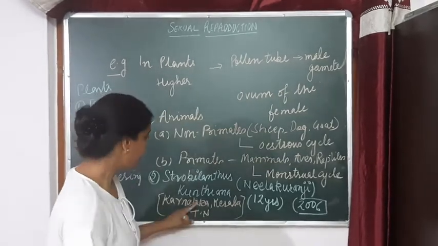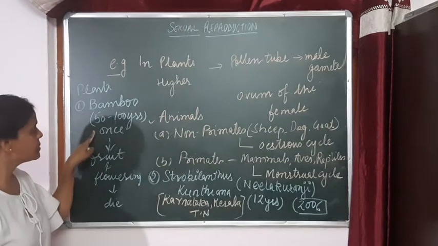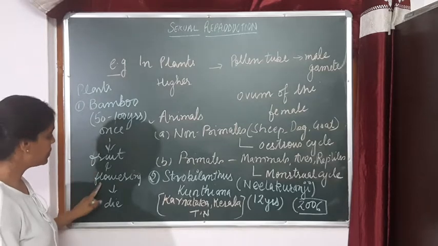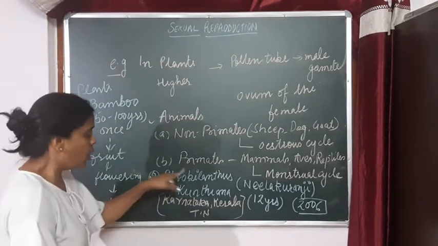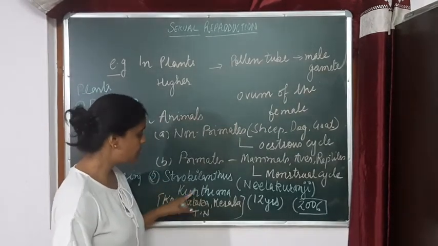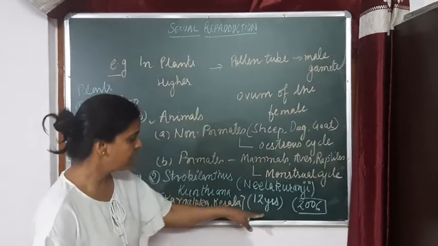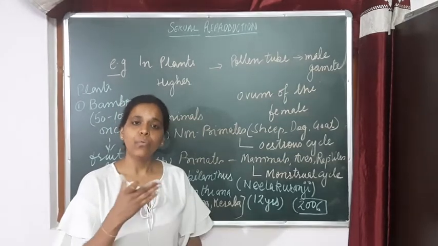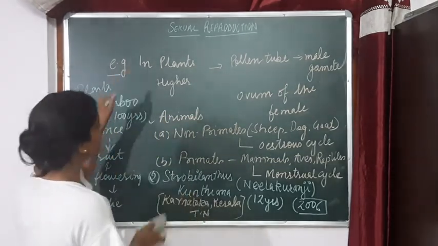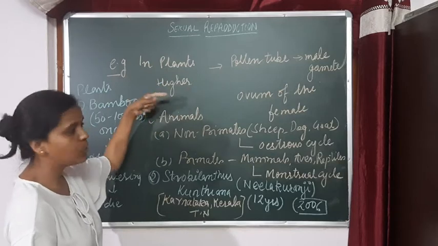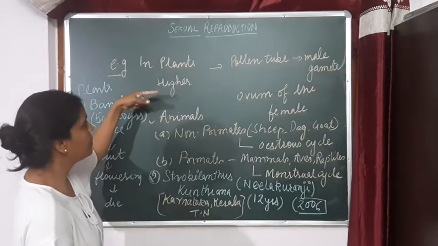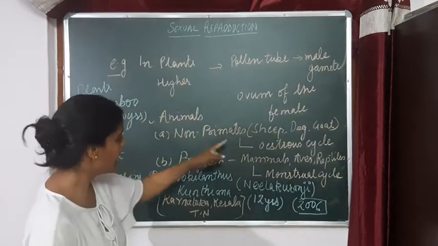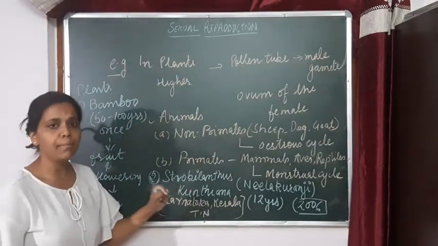It is a main attraction for tourism also. But again, you can see that bamboo flowers only once in 50 to 100 years. Then it is fruiting and flowering and then dying, right? On the other hand, Strobilanthes kunthiana flowers once in 12 years, right? So there is a variation. We can see the variation. So this was the basic idea of how you can see the diversity or variation in plants, when we are talking about higher plants, or about animals, with certain examples.